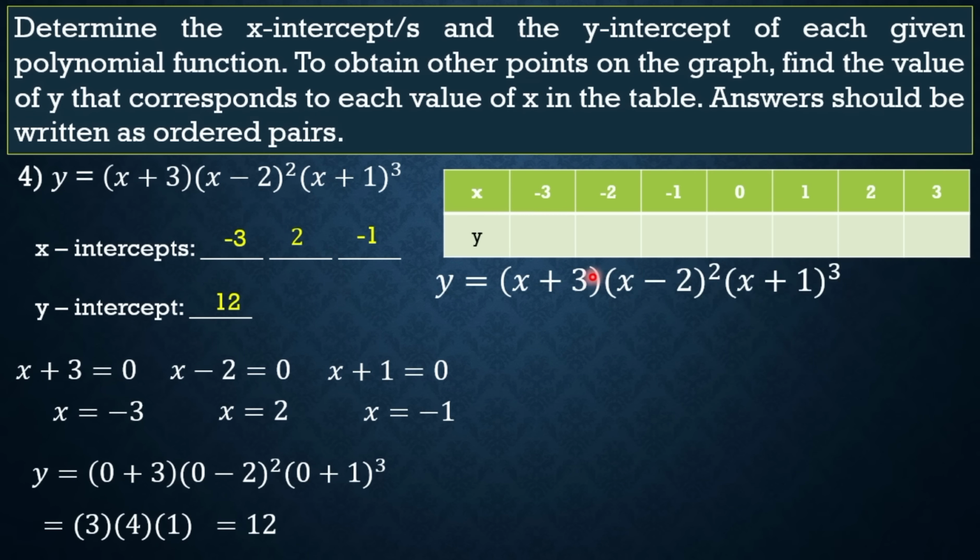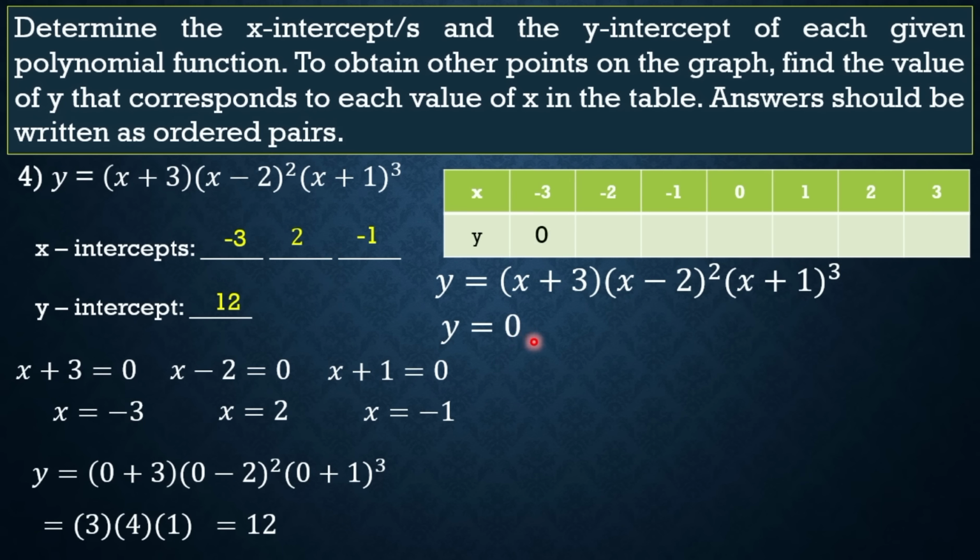Okay, so ganun din dito. Palitan lang natin ng negative 3. Hindi ko lang napakita. So, ang gagawin lang natin, papalitan nyo ng negative 3 tong x natin. So, negative 3 plus 3, negative 3 minus 2 squared, negative 3 plus 1. Since 0 to class, kapag minultiply natin to, since 0 yung isa, that will be 0.